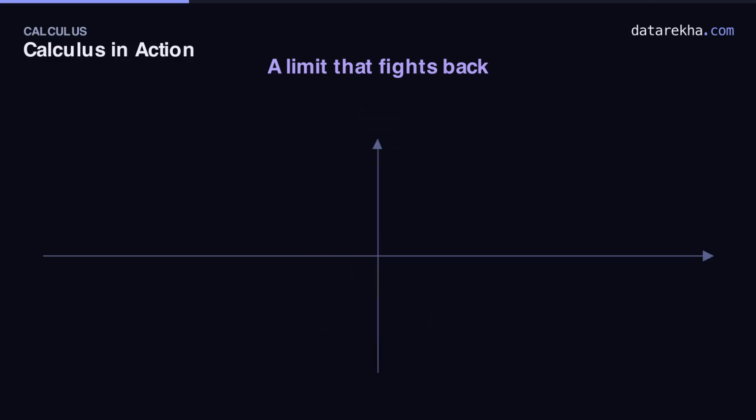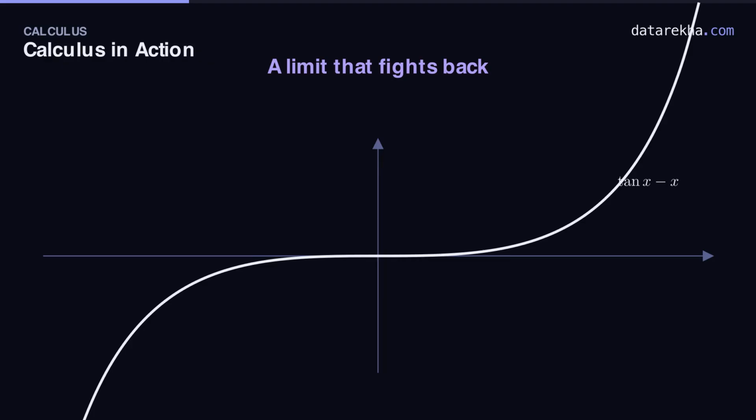And here's the picture that makes it obvious. Plot the real numerator, tan x minus x, in white. Now, overlay x cubed over 3 in gold. Watch. Near 0, the two curves are practically the same line. That is why, deep in the limit, the numerator behaves exactly like x cubed over 3, and the ratio settles on 1/3.